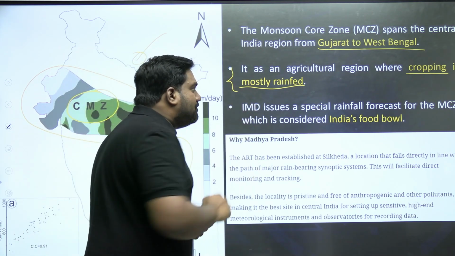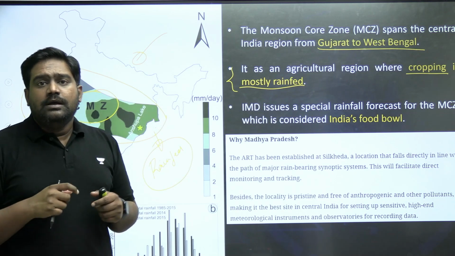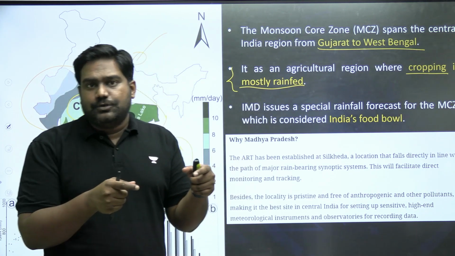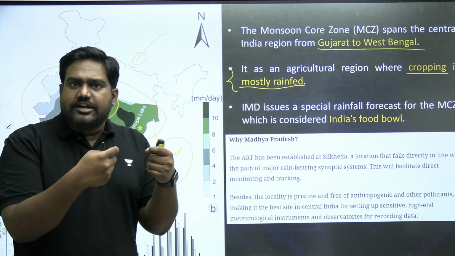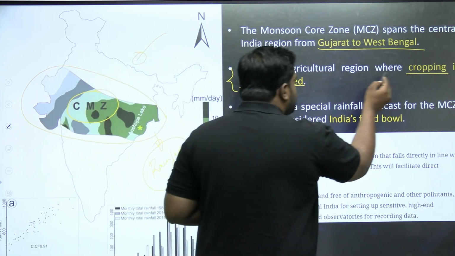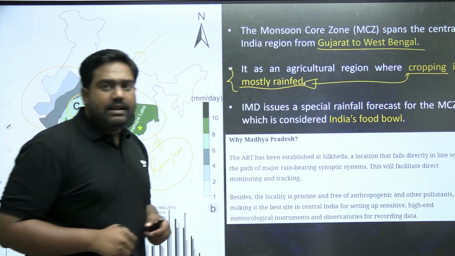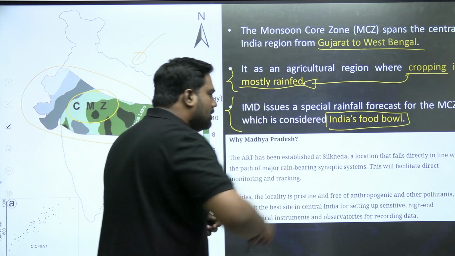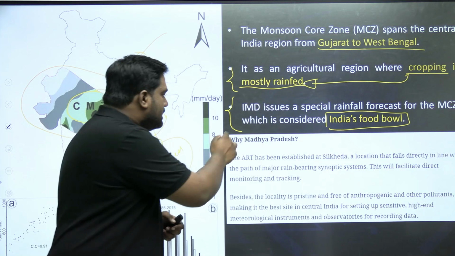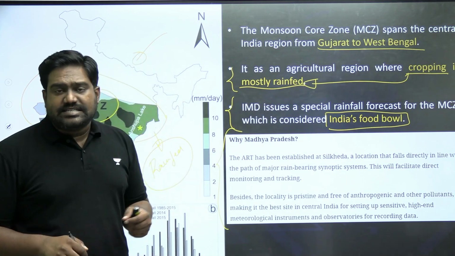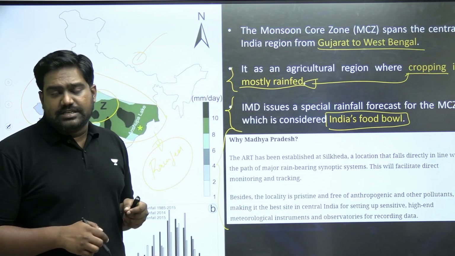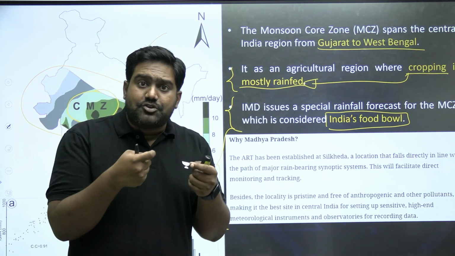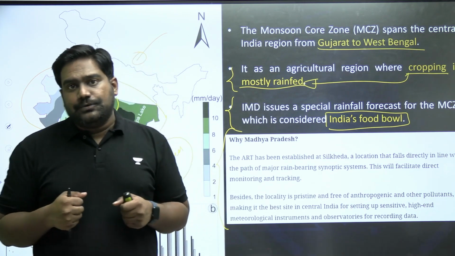The IMD has notified this as a core monsoon zone, and it even brings out a special forecast for this particular region in order to assist the farmers in their cropping cycle. So this region is primarily rain-fed, and it is considered as India's food bowl. So it's in this context that the Ministry of Earth Sciences has established this meteorological research facility called ART in order to study the phenomena that are contributing to rainfall in this region.